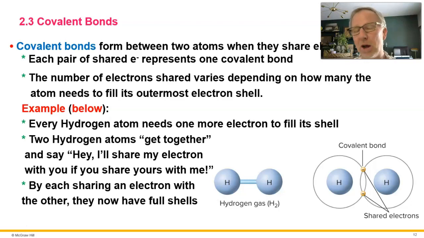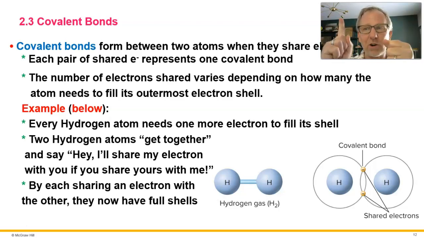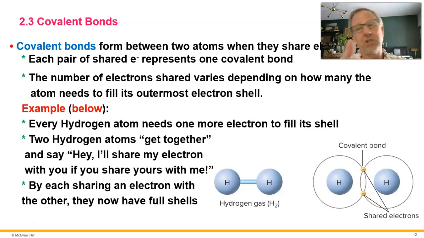The example on the bottom of your slide is with hydrogen. So you got 2 hydrogen atoms very close to each other. Each one of them has 1 electron in its outer shell. That's it. They each need 1 more. So these 2 hydrogen atoms get together and they say, hey, I'll share my electron with you if you share your electron with me. If we do that, then we'll each have access to 2 electrons.